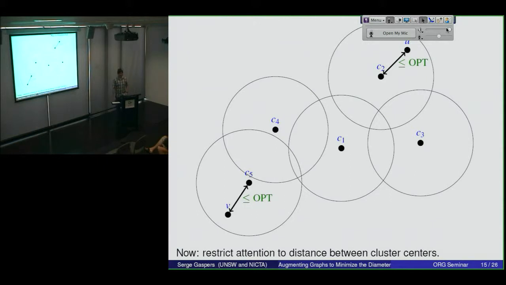That's an interesting one, though. And it might be practical. Sometimes you don't really care about the diameter from anywhere to anywhere. Yes, distinguished nodes.